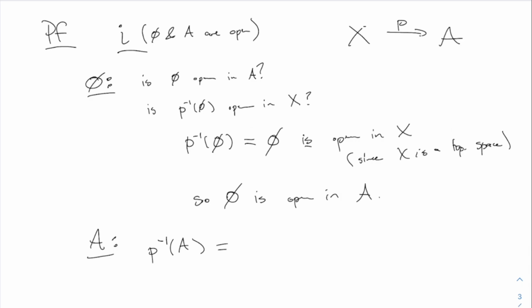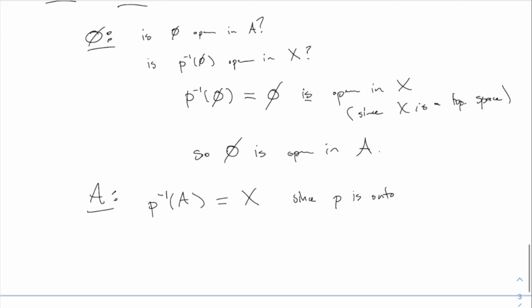Is it because P's onto that it's equal to X? Yes, this equals X, and that's because P is onto. And actually, this is the only part of the whole thing where the onto makes a difference. So this equals X, since P is onto. That's the only step, I believe. I don't think we use this elsewhere in the proof. Because P is onto, it means when you pull back A, you get the entire set X.